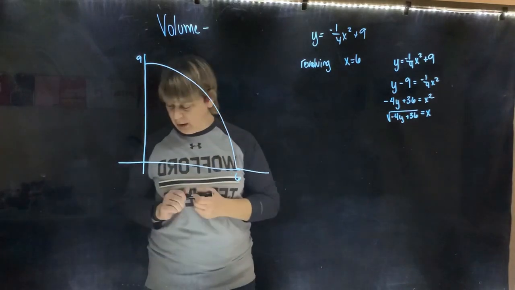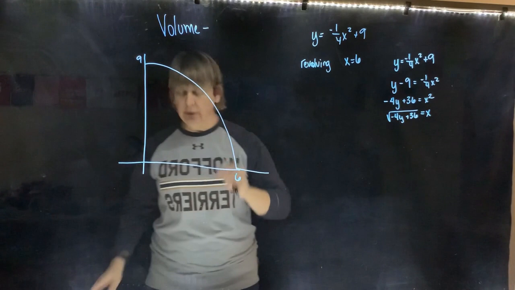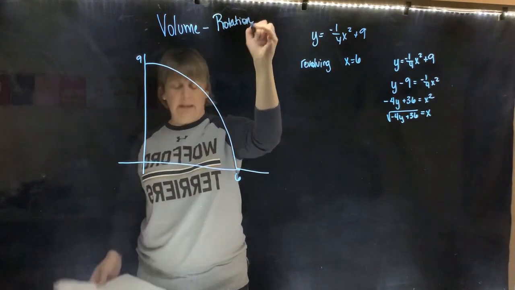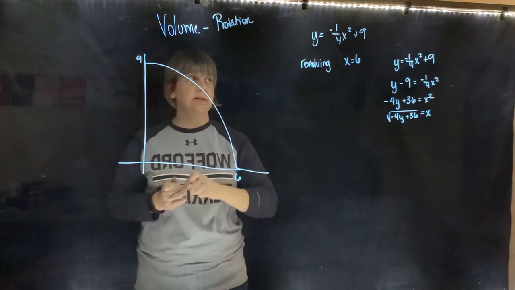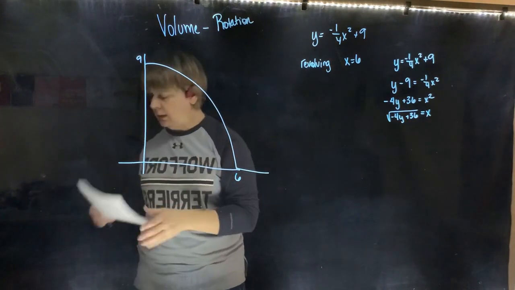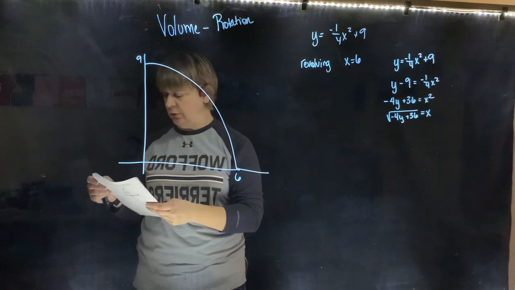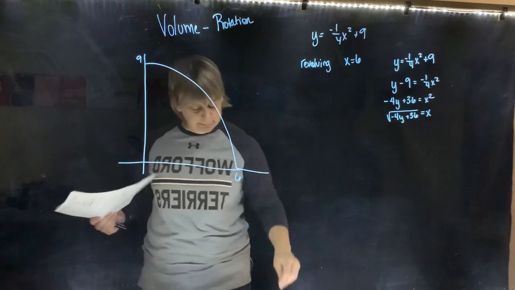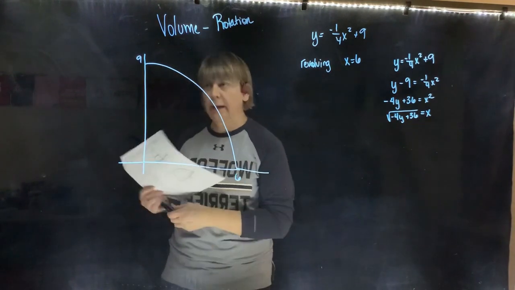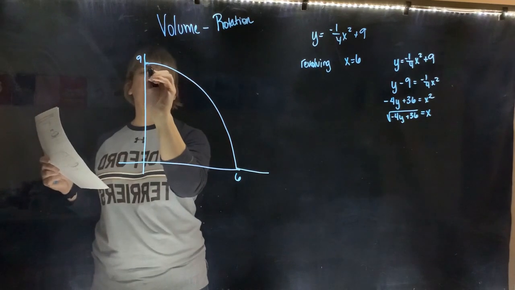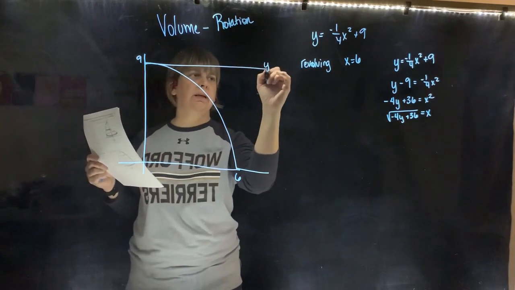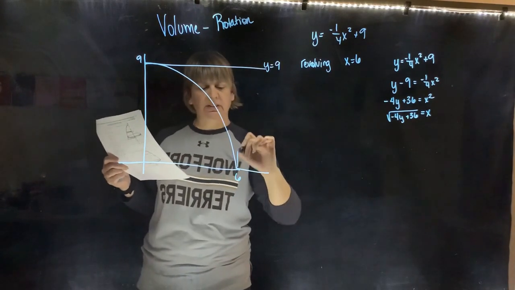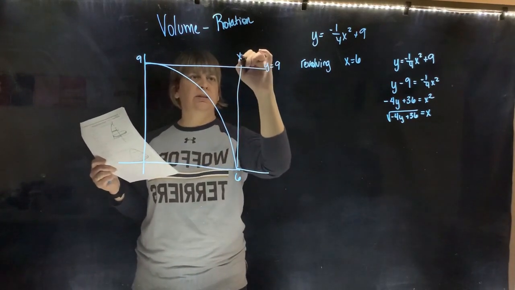So this one is problem C, and this is also volume by rotation. And this one has set up a little bit differently. It's the same curve, and it tells me that is the region bounded by the horizontal line y equals 9. Okay, now this is a little bit different. There's y equals 9, and so it's this line and the line x equals 6. And so this is x equals 6.